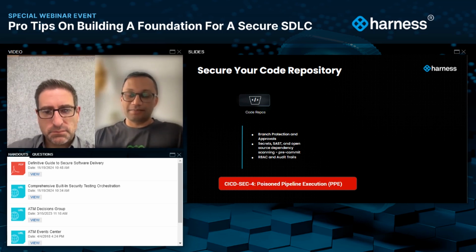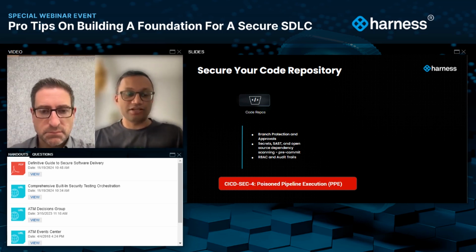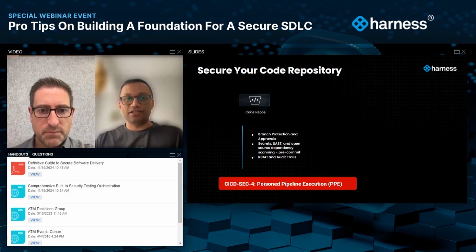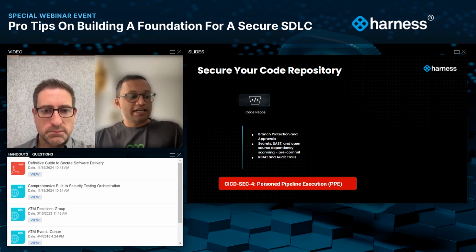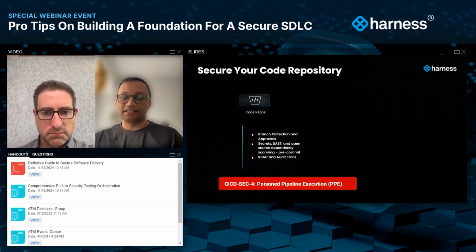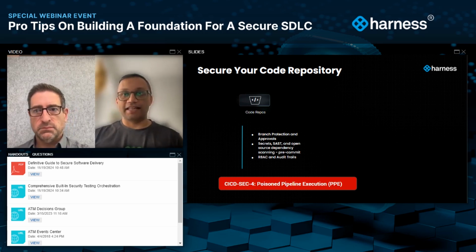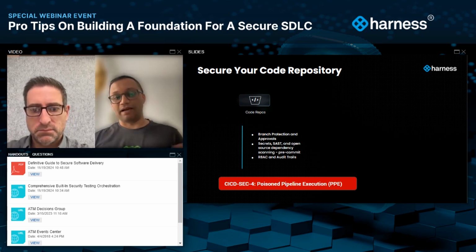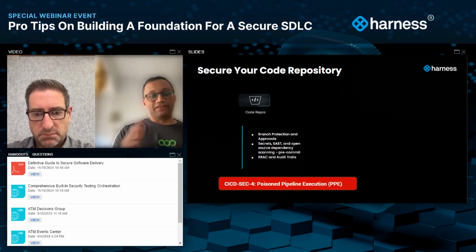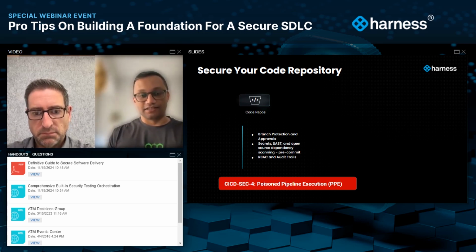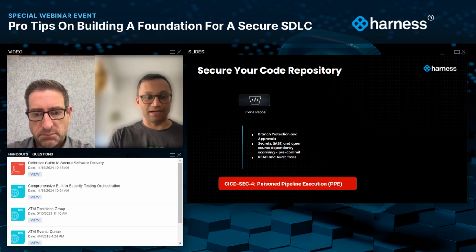Sean touched a bit on poisoned pipeline execution. Poisoned pipeline execution is something which gives the attacker the ability to access your SCM, the source control system, and then deploy malicious code in your pipelines without even having access to the build side of things. So if you follow these steps, the top OWASP concern, which is poisoned pipeline execution, can be avoided.